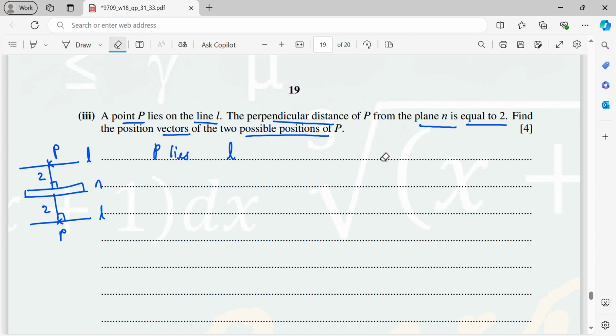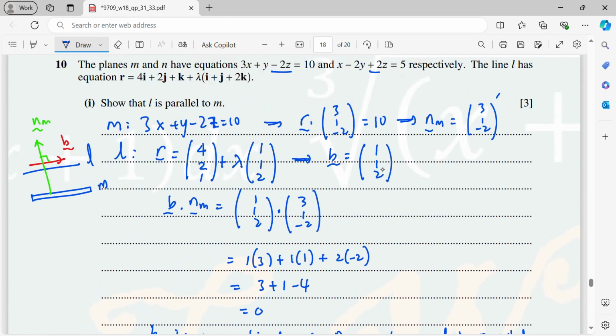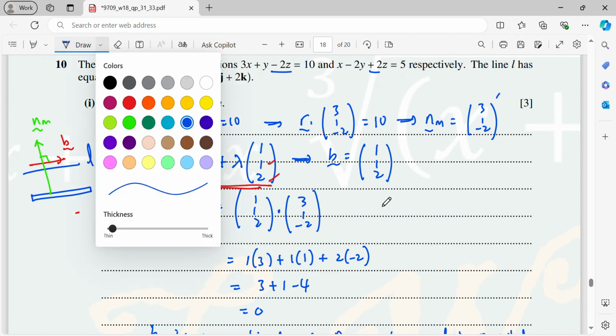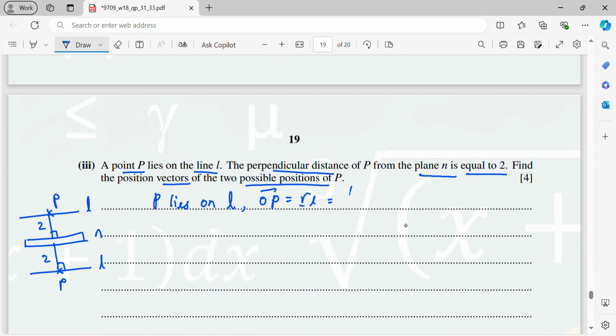P lies on L. Okay, therefore OP is the same as r of L, which is the line equation. So just consider this whole equation. I combine the two column vectors. That will be 4 plus lambda, 2 plus 1 lambda, and then 1 plus 2 lambda. That will be your OP. So I will get 4 plus lambda, 2 plus lambda, 1 plus 2 lambda. That's your OP.